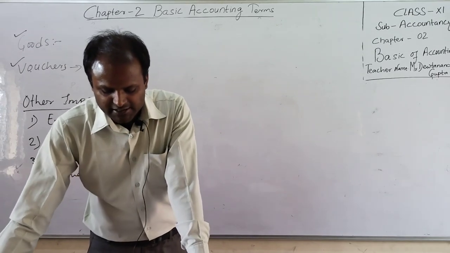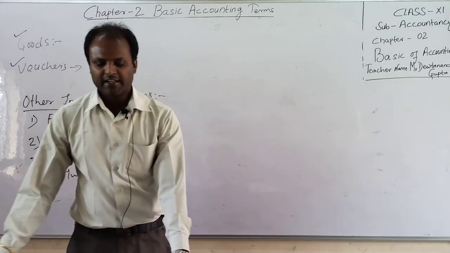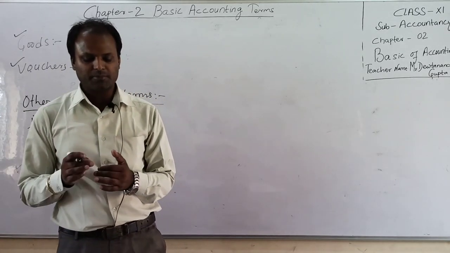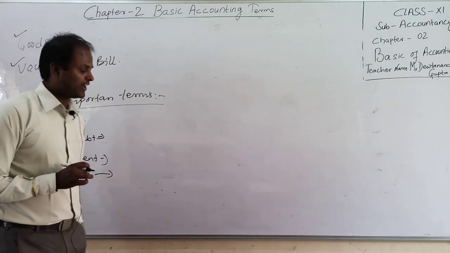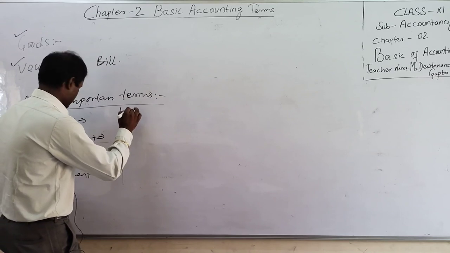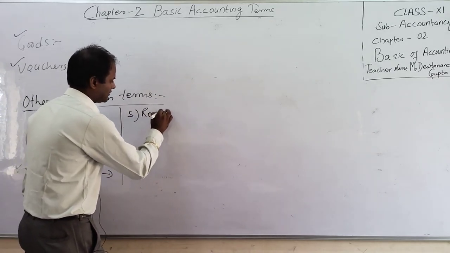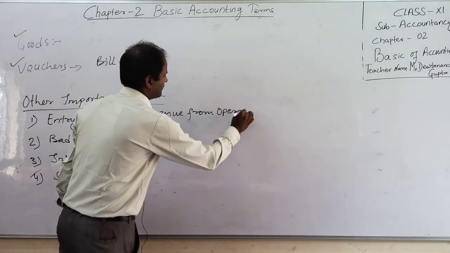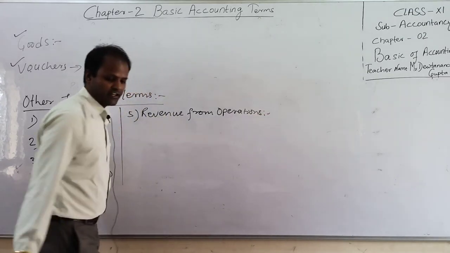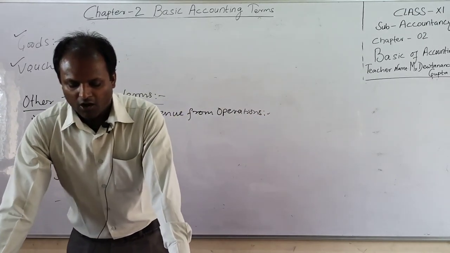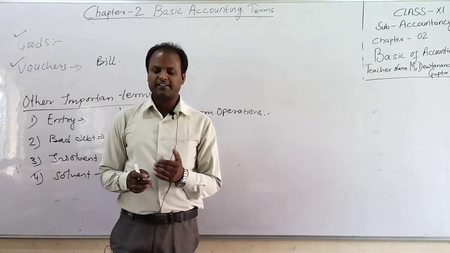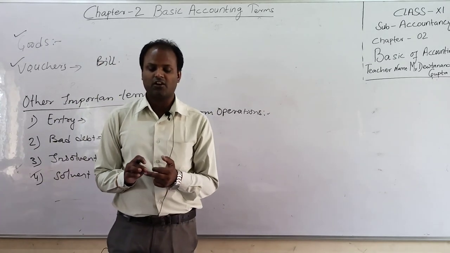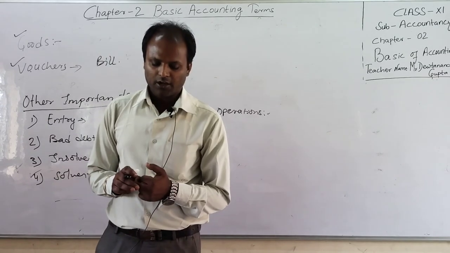Then next term is revenue. Revenue means an income of recurring nature, meaning again and again it will arise, that is termed as revenue. Then next point is revenue from operation. Revenue from operation means revenue earned by the enterprise from operating activities, from the selling of goods and from the sale of services. These all are included in revenue from operation.